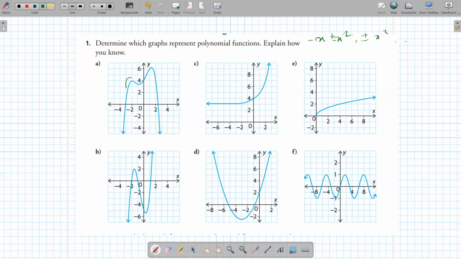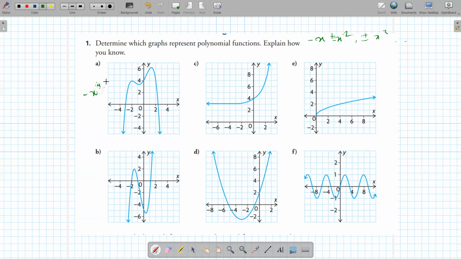Now count the number of turning points. 1, 2, 3, right? We know the max number of turning points is n minus 1. So what's the power of this function? What's the degree of this function? 4. So this is minus x to the 4. Why is it minus? Because it's opening downwards. Okay, so it is a quartic.